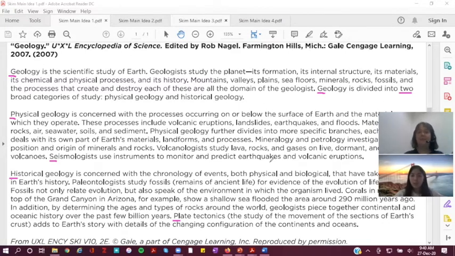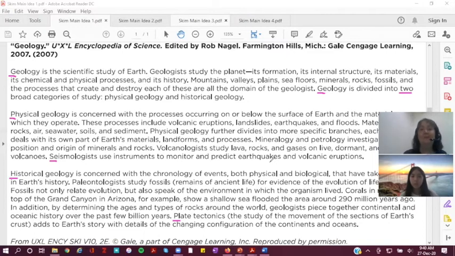Exactly. Perfect. Now let me ask you a question. Seismologists, that's a bit difficult. Have you ever heard that before? No, I have not. Okay, so let's use this as a learning opportunity. When you encounter a word you don't know, usually in these academic type texts, the sentence is going to tell you the answer, or the paragraph.